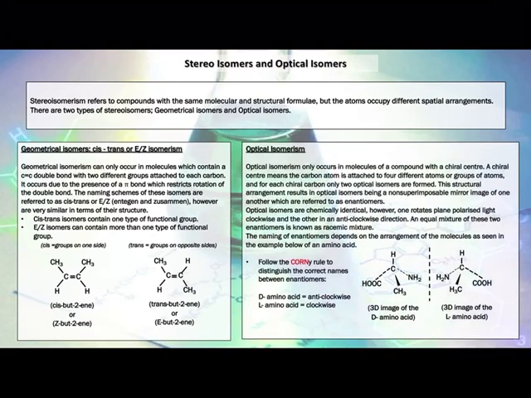Optical isomers are chemically identical. However, one rotates polarised light clockwise and the other one anti-clockwise. An equal mixture of these 2 enantiomers is known as a racemic mixture. The naming of them actually depends on the arrangement of the molecules, which you can see in the example. Now, to distinguish the correct names between enantiomers, you go by something they call the CORN rule, and that just basically means you can spell CORN, and it depends if you go around clockwise or anti-clockwise. So the D amino acid is the anti-clockwise, and the L amino acid is the clockwise.